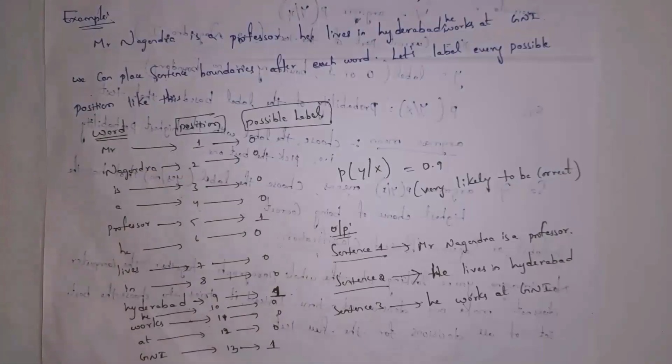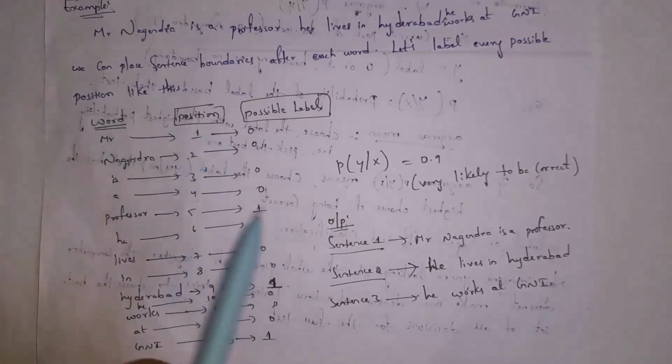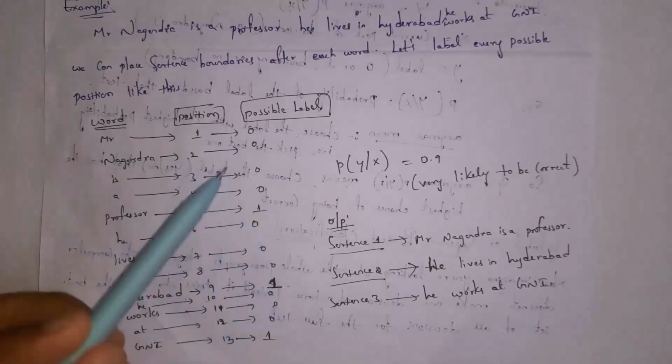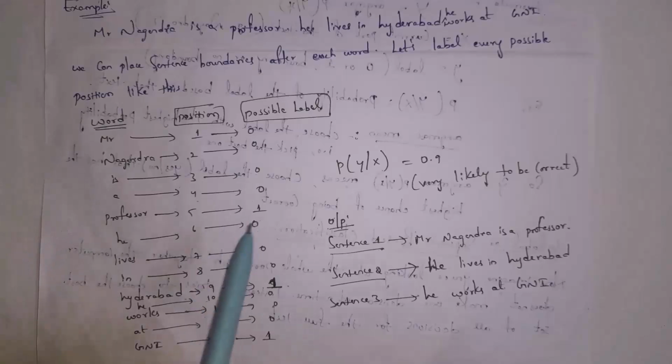So at first, this model will take each word like Mr. Nagendra is a professor. He lives in Hyderabad. He works at GNI. So based on positions, complete words are arranged. After arranging words, this model will decide labels. So after Mr., no full stop, so value is 0. And Nagendra, no full stop, value is 0. Is a professor. After professor, there must be full stop as it is end of the sentence. So your label value is 1.